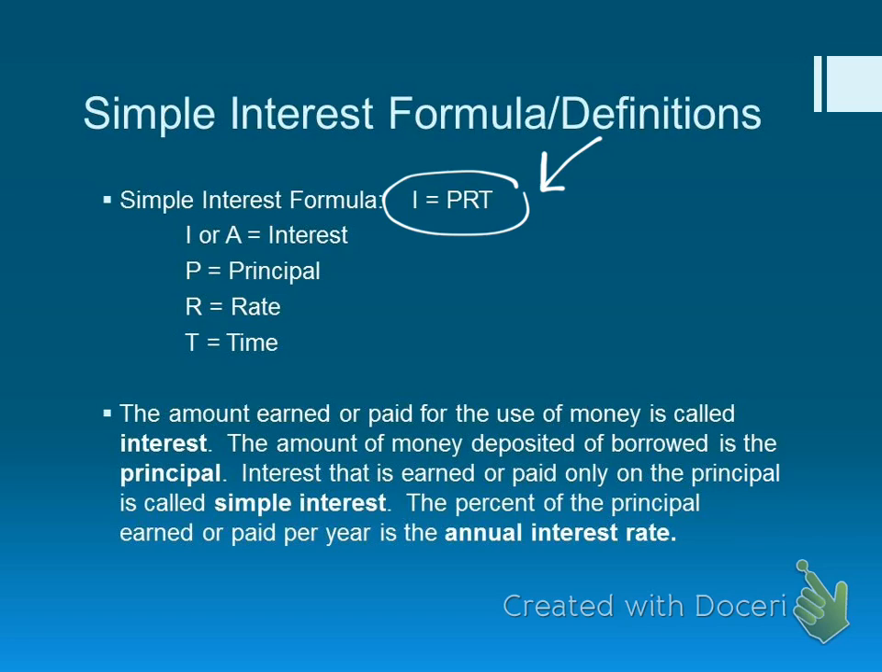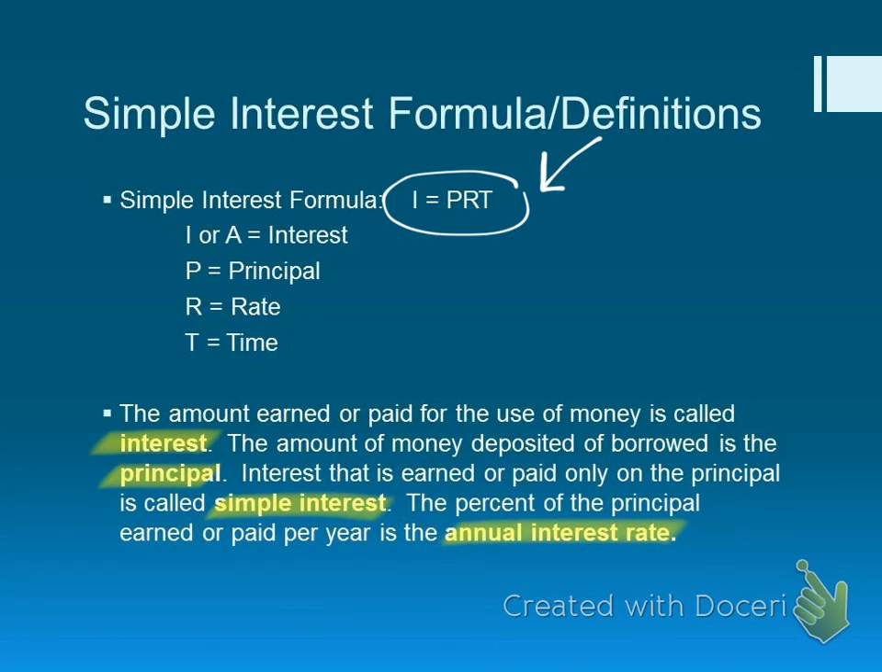Okay, I know we don't have a lot of writing very often, but you do need to know the definitions. Interest is the money that people pay you. That's the amount that somebody pays you because you let them use your money. The principal is the amount that you put into the account. Simple interest is the interest that's earned or paid based on the principal. And the annual interest rate is the percent of the amount of the principal that you made.